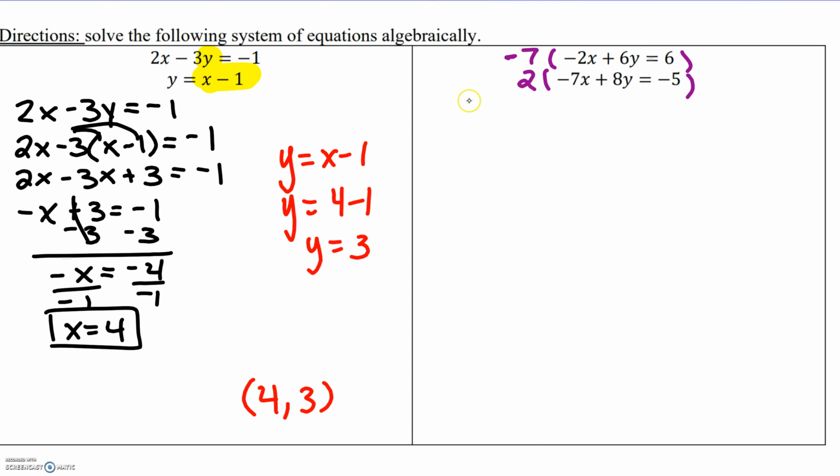So when I multiply out, -7 times -2x is a positive 14x. -7 times 6y is going to get us a -42y equals -42. Because we have to multiply to every single term. Now I'm going to do the same thing to the bottom. 2 times -7x is a -14x. 2 times 8y is a positive 16y. And then 2 times -5 is -10.